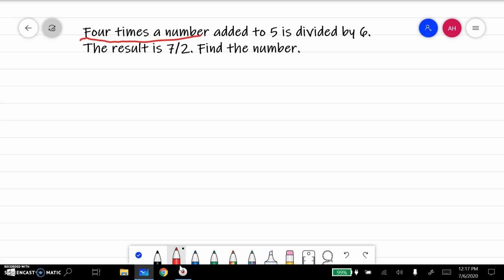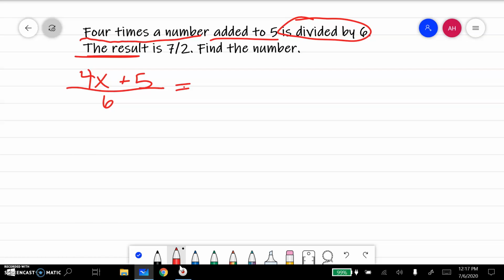So we have 4 times a number. So the number will just be x. So we have 4x added to 5, so plus 5, is divided by, that means the whole thing is divided by 6. Okay, the result means your equal sign, and then it's equal to 7 over 2.